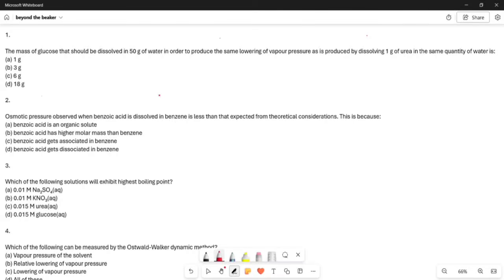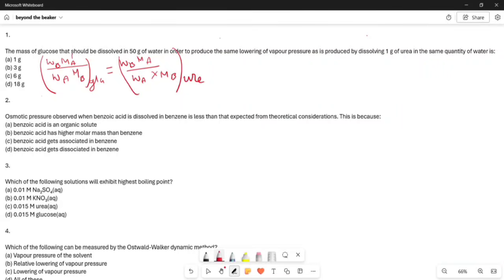We know that from Raoult's law, relative lowering of vapor pressure, (P naught minus P) divided by P naught, is equal to WB into MA divided by WA into MB. This is for one solution, this is for glucose. The relative lowering of one solution, glucose, is equal to the relative lowering of another solution, that is WB into MA divided by WA into MB of urea.